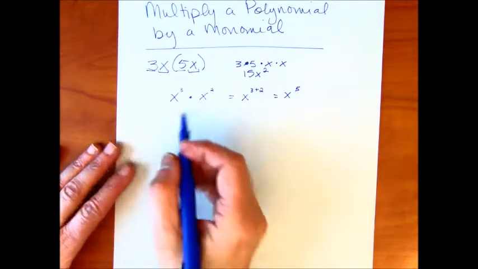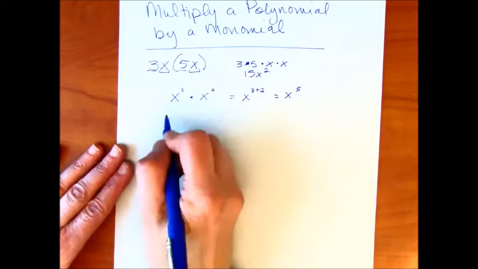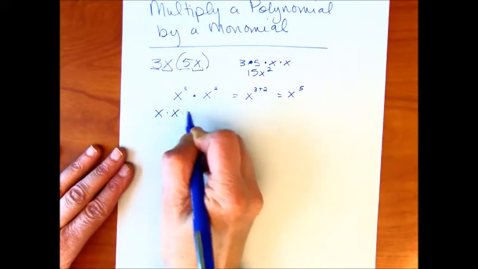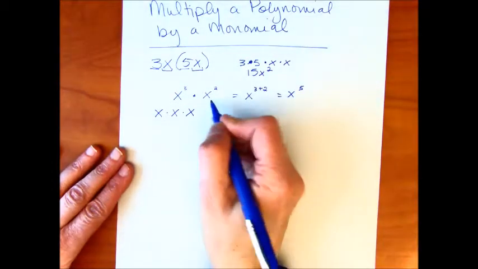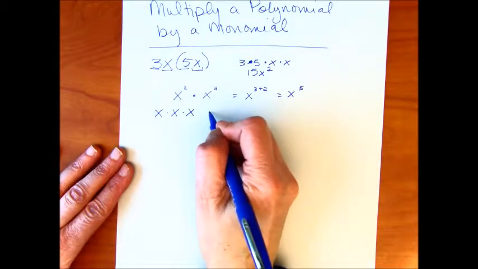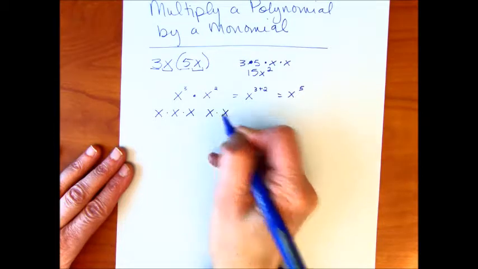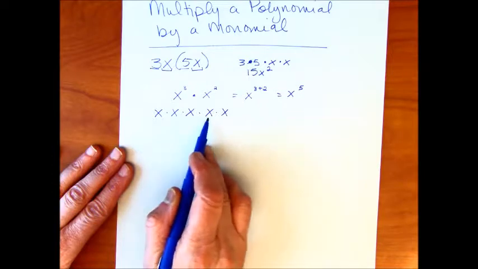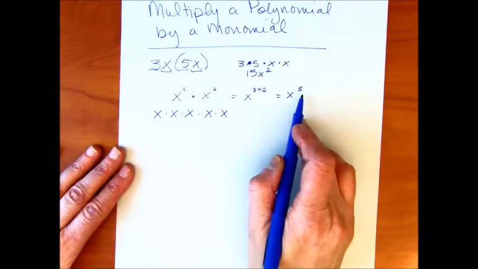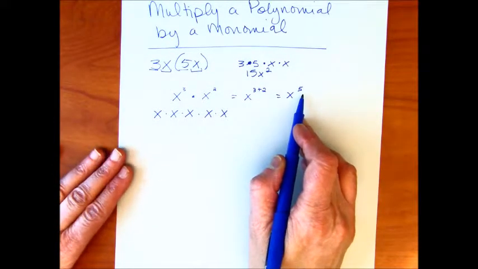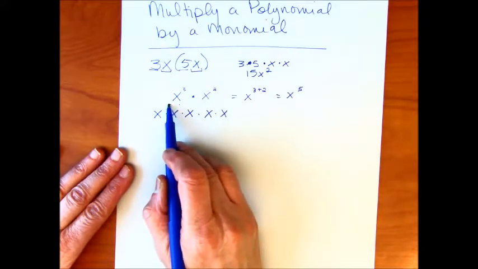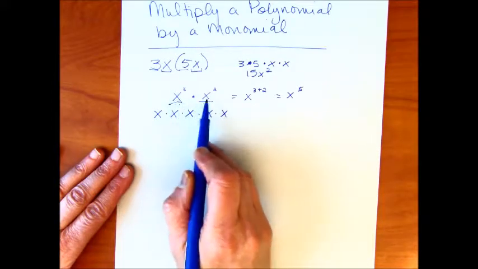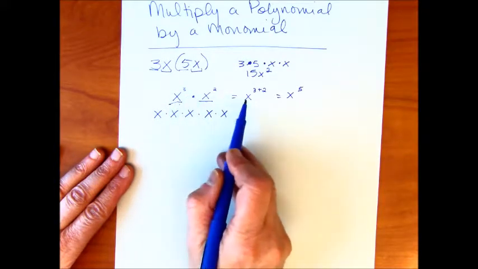And the reason that's true is because we could break this up, or deconstruct it. X to the third is the same thing as x times x times x, and x to the second is going to be x times x. And if we're multiplying those two together, you can see we've got 5 of these x's, and so our exponent is going to reflect that. So whenever you have terms that have the same base, or the same variable, the same letter, you can do this little trick.